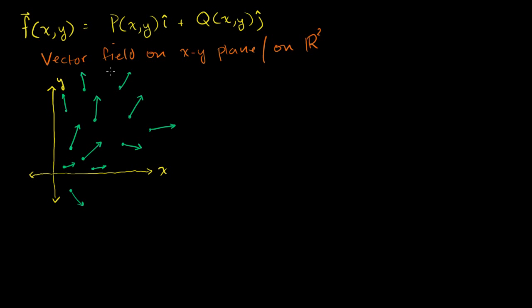It could be a gravitational field. It could be an electric field. It could be a magnetic field. And this could be essentially telling you how much force there would be on some particle in that field. That's exactly what this would describe.